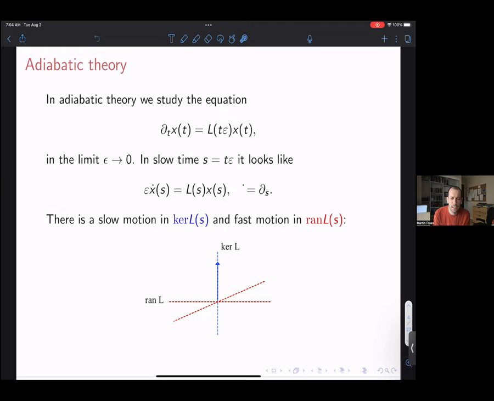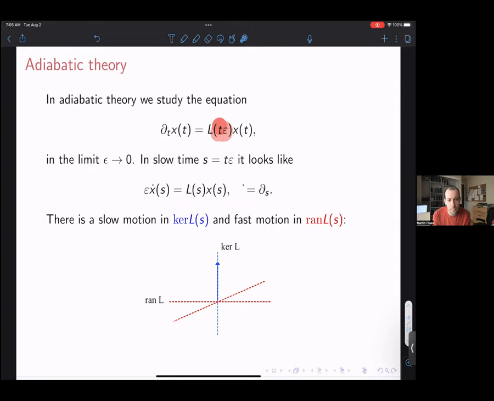Later I will give you a more concrete example setting of what space x belongs to and what exactly L is. For the moment I will not go into a specific setting. In this formulation you can see that if epsilon is small, this is changing slowly, but it's more typical to work in what is called slow time. We make a change of variables s equal to epsilon t, and then the equation looks like epsilon times the derivative of x in s is equal to L of s acting on x of s. This is the basic equation that adiabatic theory studies in the limit epsilon goes to zero.